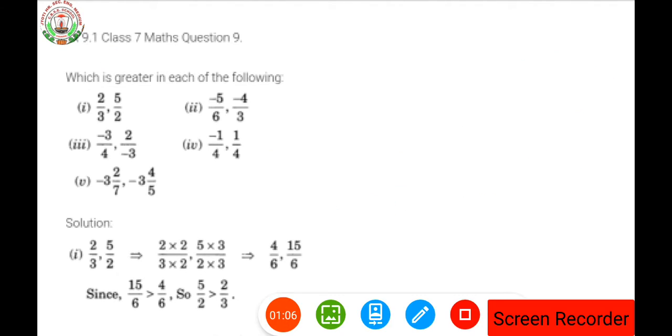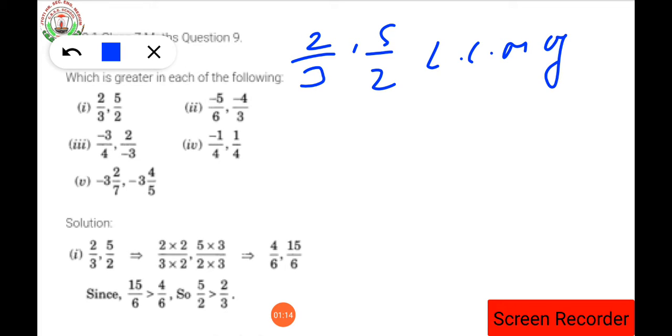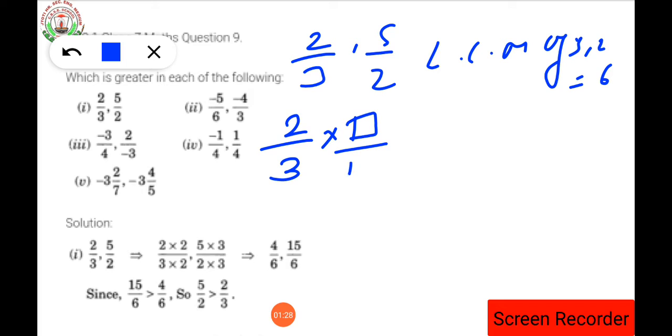So after taking the LCM of these numbers, that is 2 by 3 comma 5 by 2, the LCM of 3 and 2 is 6, isn't it? We are getting the LCM as 6. Now by which number will this denominator 3 be multiplied to get the LCM 6? Obviously it will be multiplied with 2, and the same 2 will be multiplied in the numerator also. So 2 2s is 4.